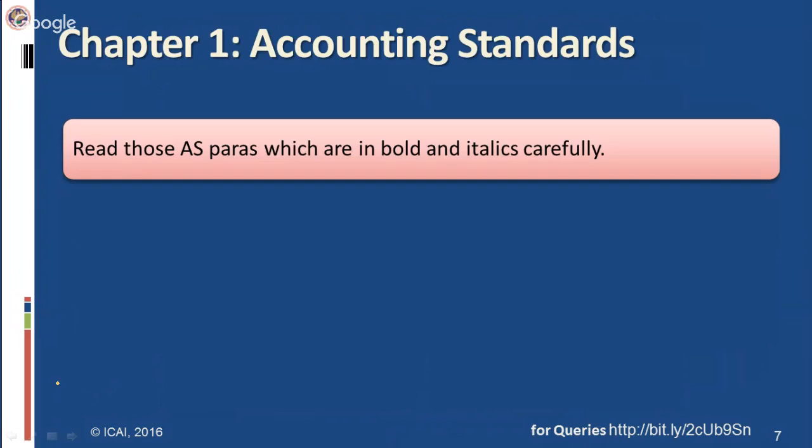AS6, depreciation accounting. AS7, construction contracts. AS9, revenue recognition. AS10, accounting for fixed assets. And AS13, accounting for investments. And AS14, the last one, that is accounting for amalgamations. This means in total there are 9 accounting standards which are applicable for you. Now what will you do for these 9 standards?